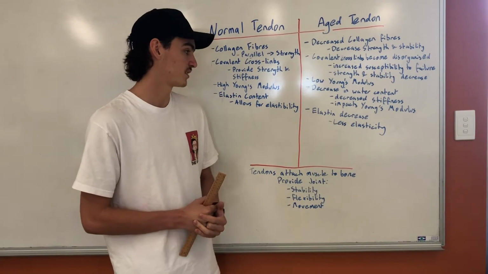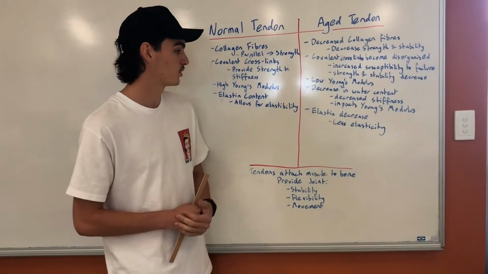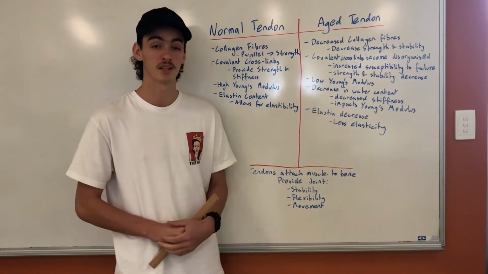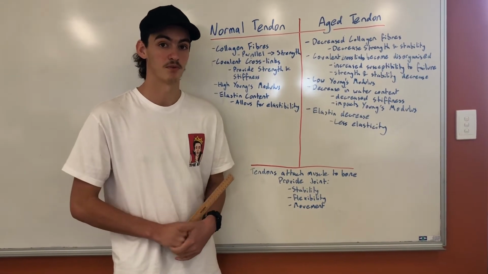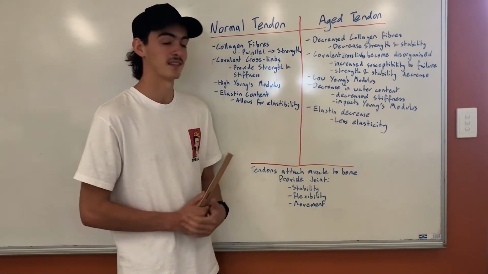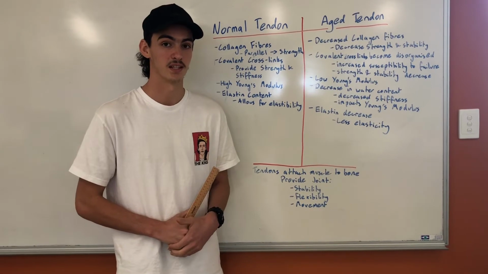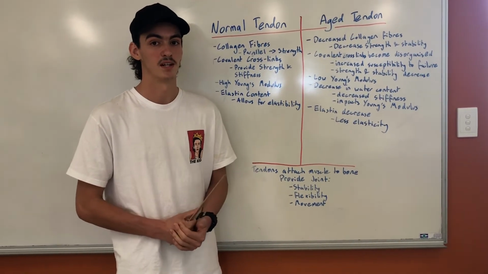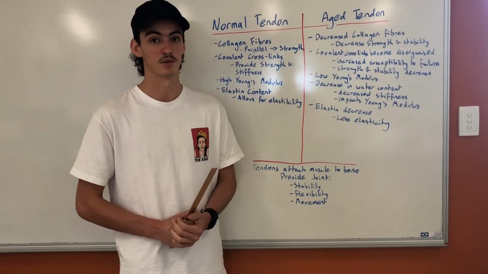And finally, on the elastin content, the elastin decreases as we age, providing less elasticity of the tendon, therefore making it more susceptible to failure as well.